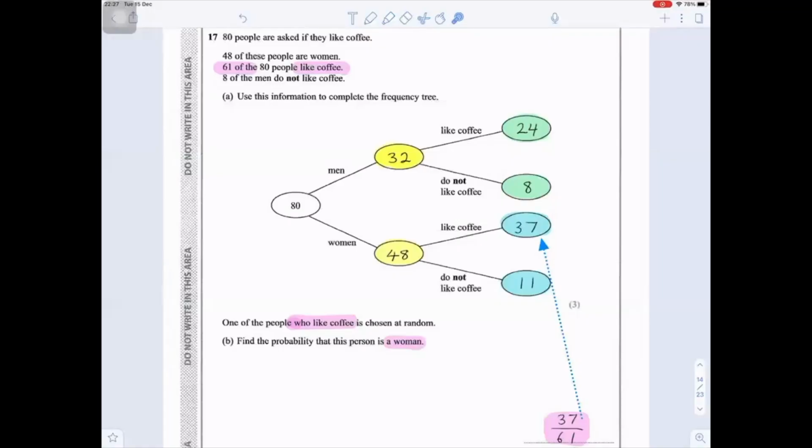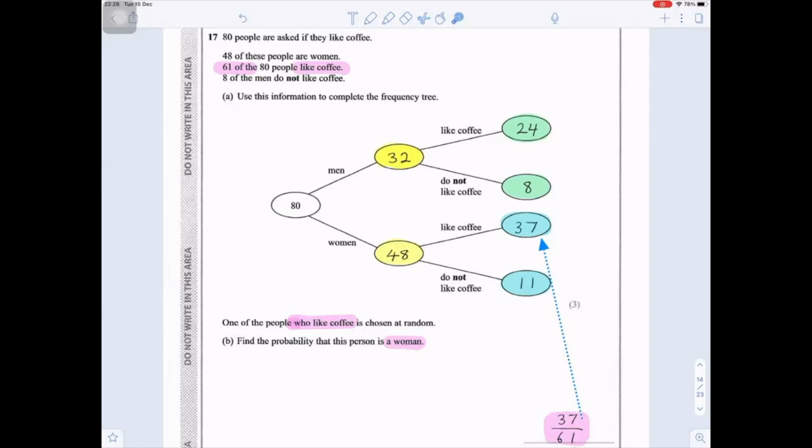Question number 17. 80 people are asked if they like coffee. 48 of these people are women. 61 of the 80 people like coffee. 8 of the men do not like coffee. Use this information to complete the frequency tree.